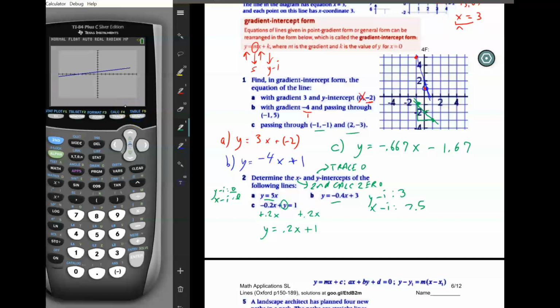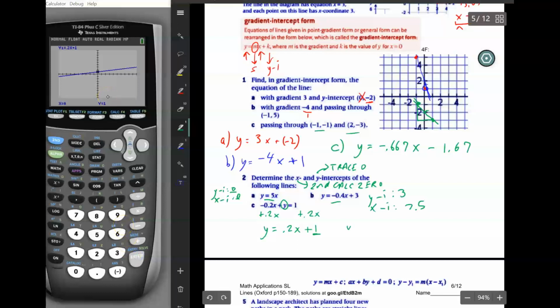And the y-intercept looks like it's going through 1. And if you're really clever about it, remember gradient intercept form, the y-intercept value is already displayed prominently in the equation. So you can already see from the equation. But you can always do it with trace 0. So let's do trace 0. And the y-intercept is 1. So yeah, y-intercept is 1, just like the equation shows us.